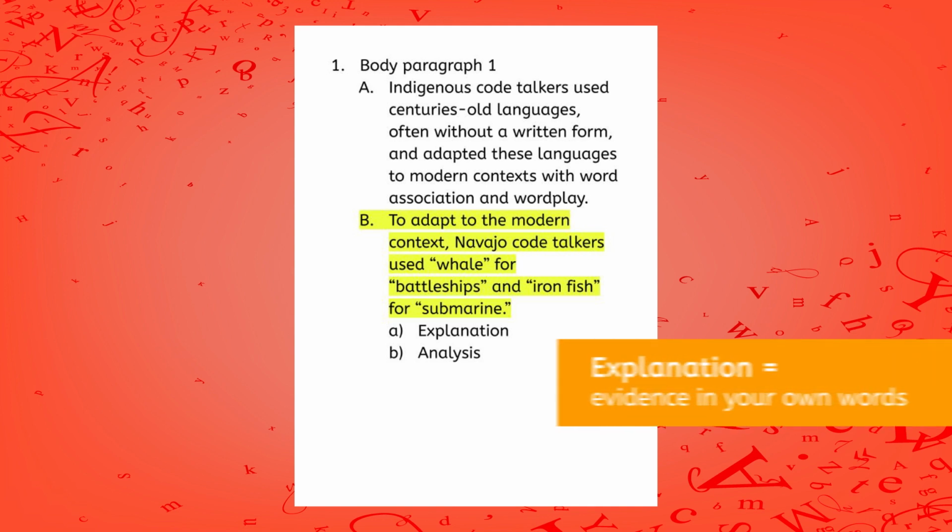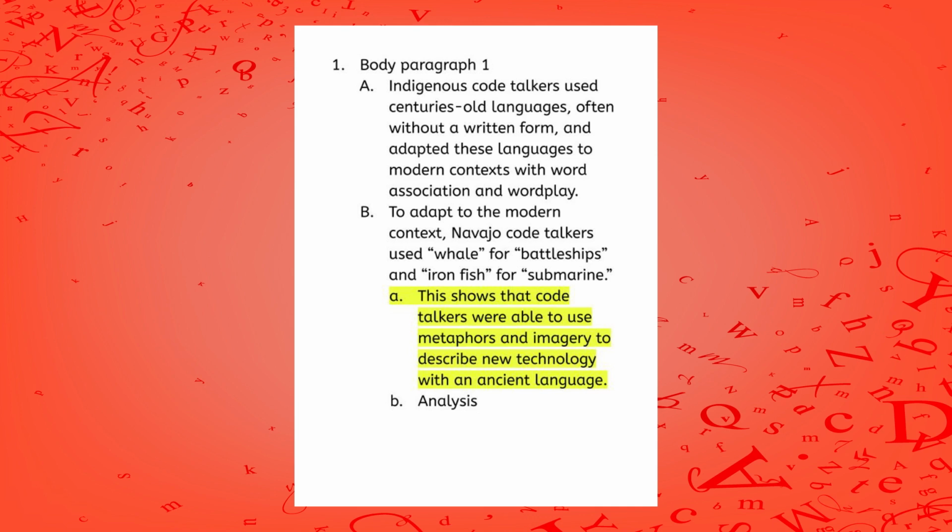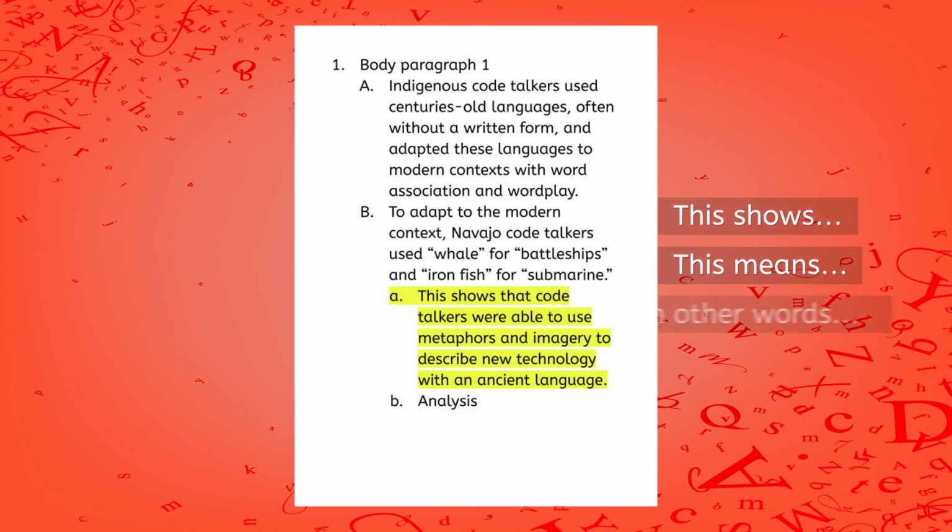Next, I'll add some explanation to put this evidence in my own words for my reader. I'll write, this shows that code talkers were able to use metaphors and imagery to describe new technology with an ancient language. Note that transition words and phrases like this shows, this means, or in other words, signal to your reader that you are explaining the evidence you are using to them.